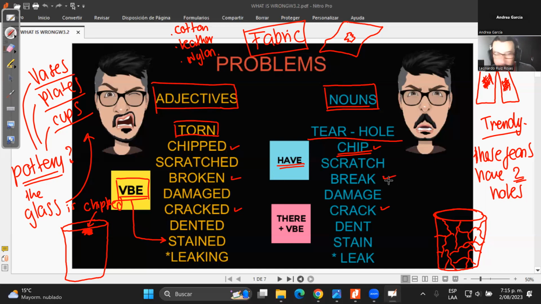Broken and break, it's when it's completely destroyed, no? So this is the glass broken, no? So it's completely devastated, destroyed, yeah?